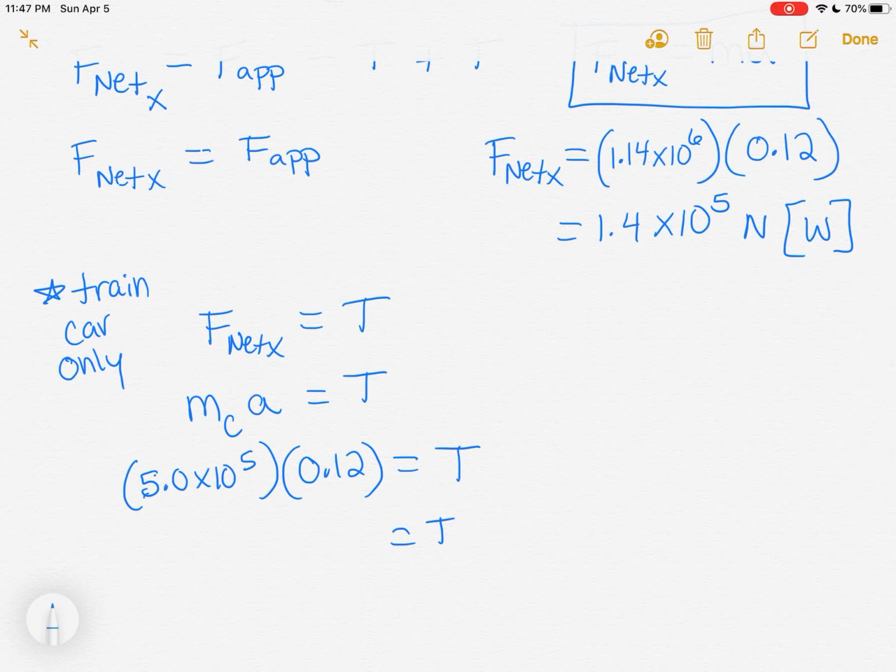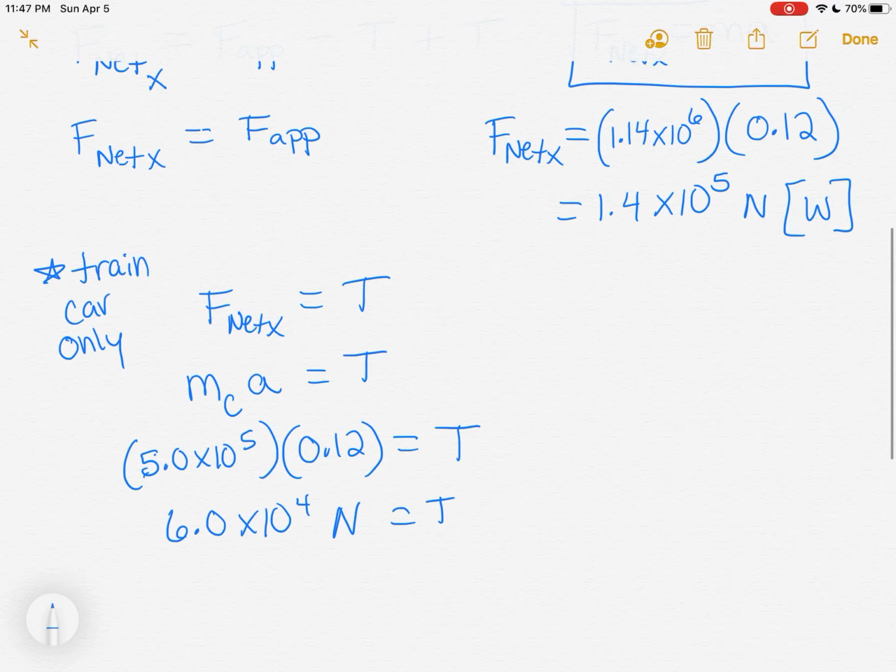So we're just going to multiply those two, and we're going to get a tension of 6.0 times 10 to the 4, in newtons. Technically we should say that our tension is 6.0 times 10 to the 4 newtons. And again, that is to the west in this case because we were looking at the train car only. Okay, so that's practice question number 1.